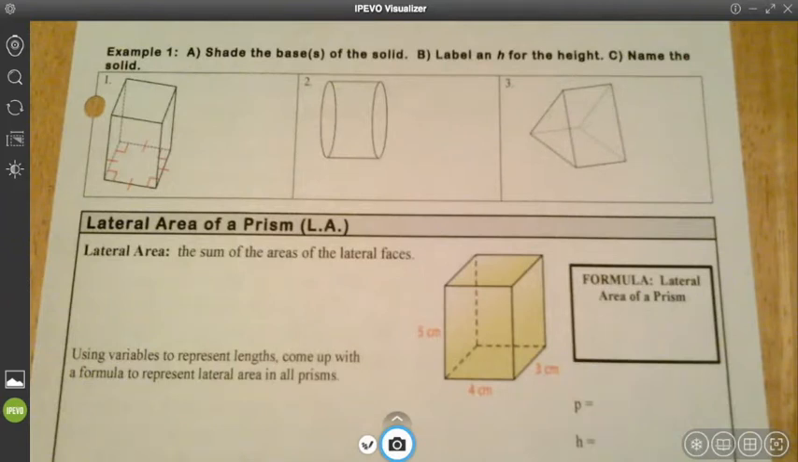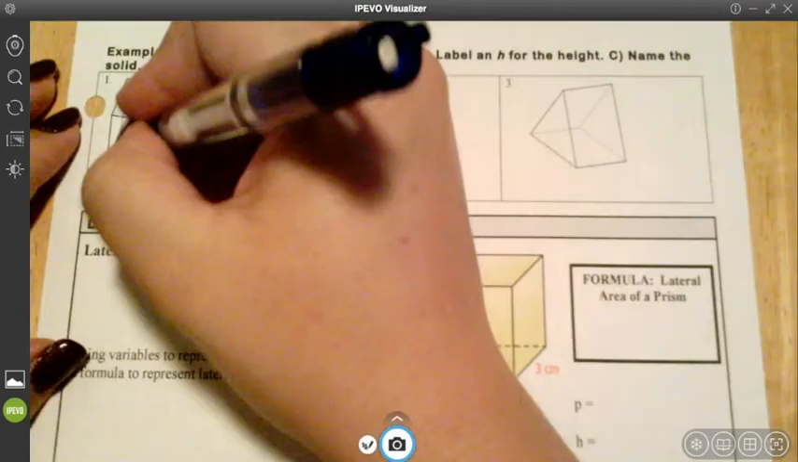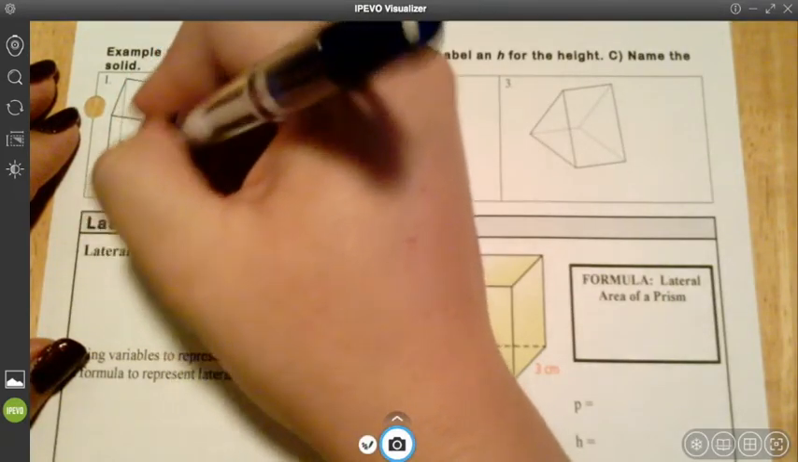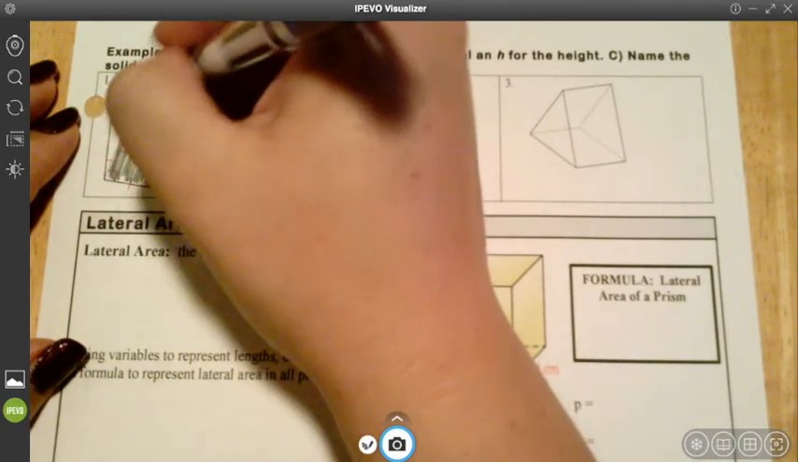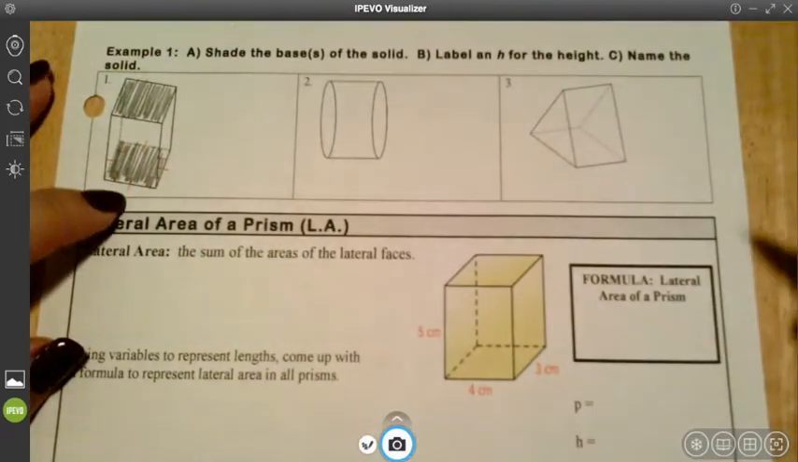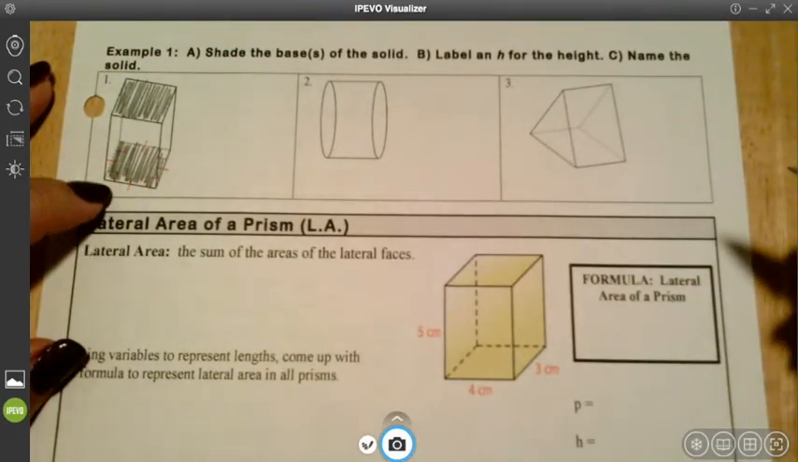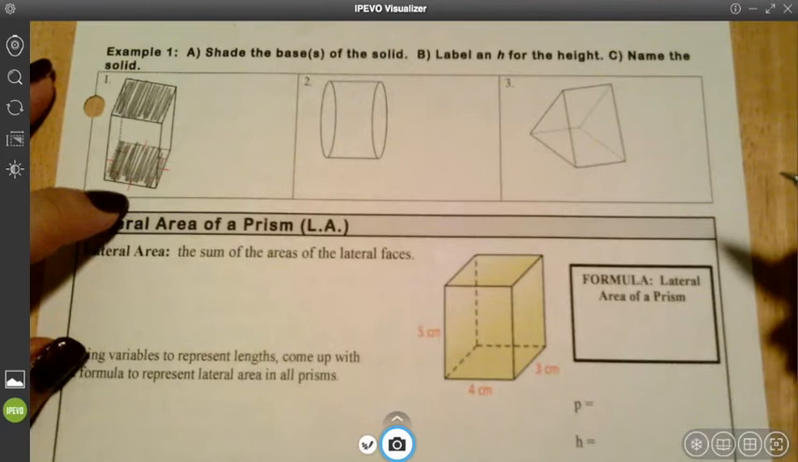So in this page, we're doing something similar. We're still shading the bases and we're labeling the height, but now we're going one step further to name the solid. Let's just choose the ones that are at the bottom and the top. And that way we can say, because of all the markings on that bottom shape, we know that they're right angles with four congruent sides. That makes it a square. So we name the shape based on its base.